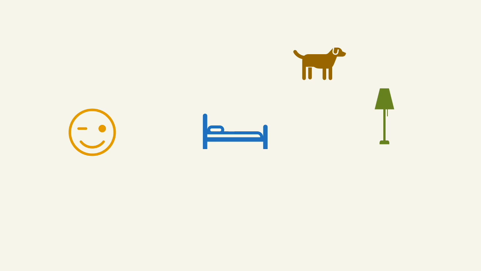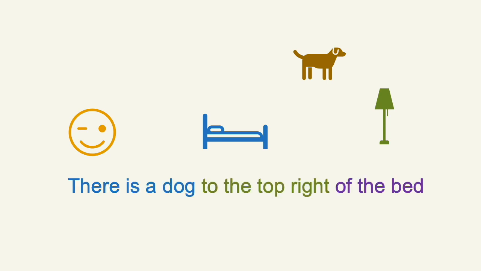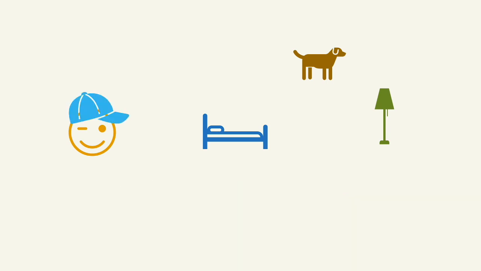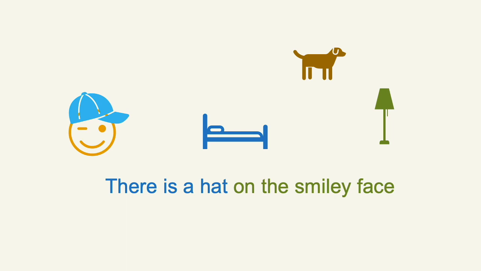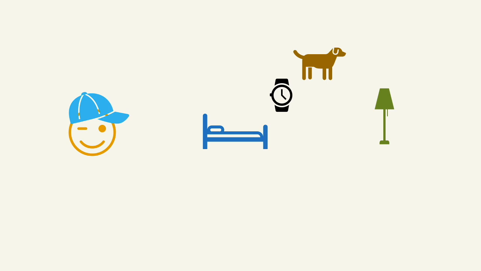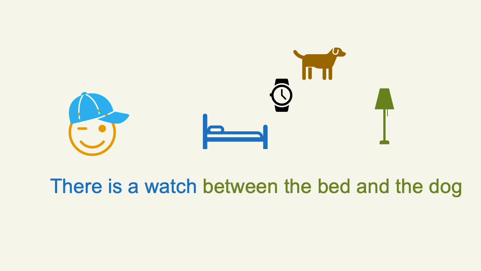Now, based on the location of the bed, you could say, there is a dog to the top right of the bed. Once again, there is a dog to the top right of the bed. Now, let's put a hat on the smiley face like this. Then you could say, there is a hat on the smiley face. Now, let's draw a watch right over here. Now, there is a watch between the bed and the dog.